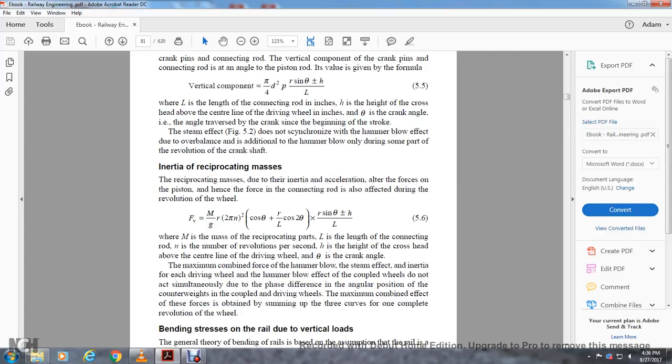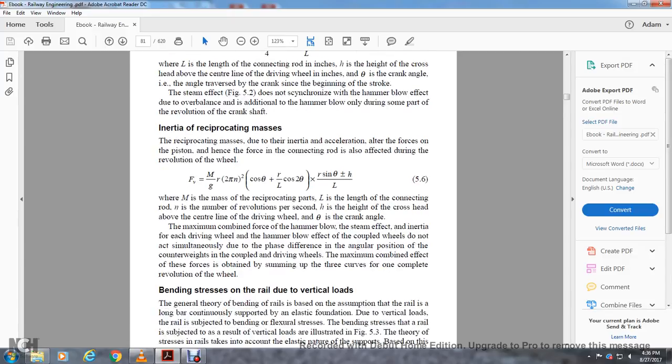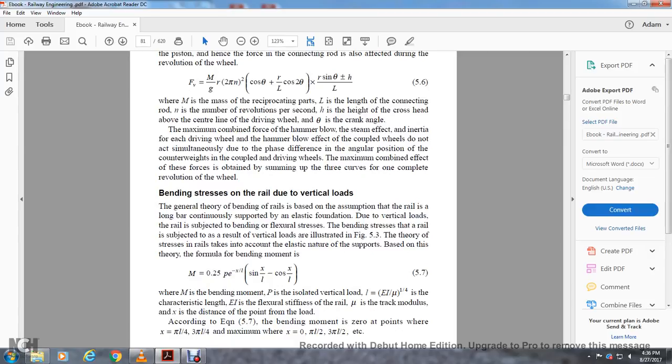The maximum combined force of the hammer blow and steam effect is on each of the driving wheels. The hammer blow effect of the coupled wheels does not actually coincide, due to the phase difference of the angular position of the counterweights in the coupled driving wheels. The maximum combined effect of these forces is obtained by summing the three curves over one complete revolution of the wheel. Bending stress of the rail due to the vertical load.